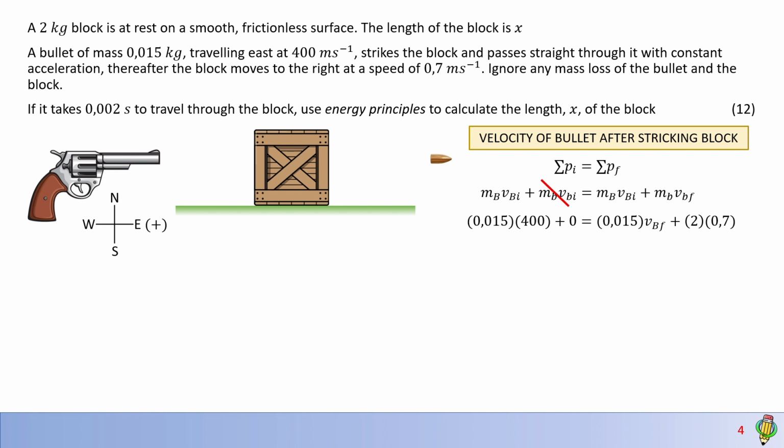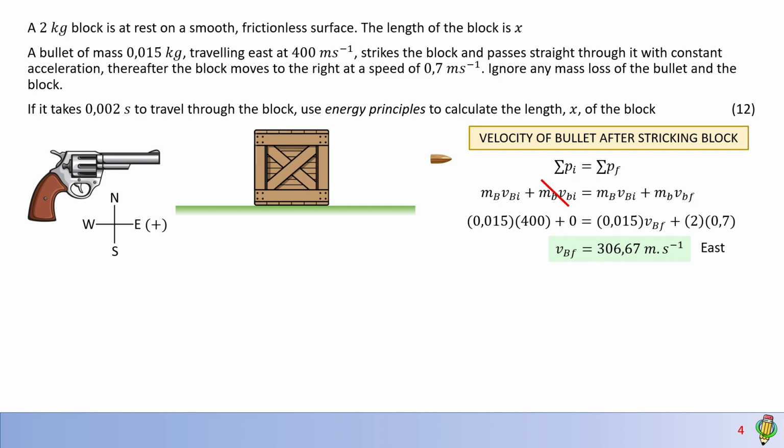The final velocity is our only unknown in the equation, so we can find the value of that, which turns out to be 306.67 meters per second. And don't forget, velocity is a vector, so we have to say the direction, which is towards the east because we returned a positive answer.